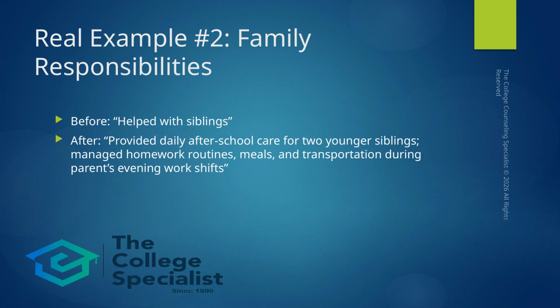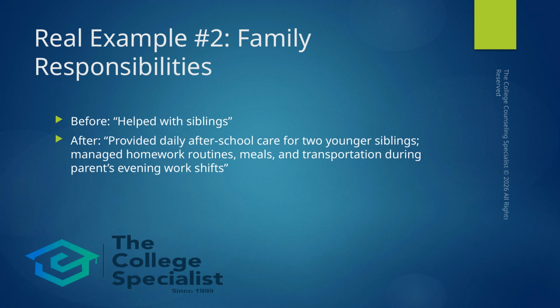Family responsibilities are often overlooked or underreported, yet they can be some of the most meaningful commitments a student has. The weak version, "helped with siblings," doesn't capture the depth of responsibility many students carry at home. The stronger version, "provided daily after-school care for 2 younger siblings, managed homework routines, meals, and transportation during parents' evening work shifts," communicates consistency, maturity, and real leadership.